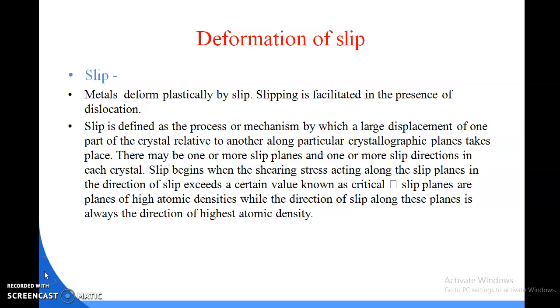Deformation by slip. So we have studied what a defect is, that is point defect, line defect, and surface defect, and next is deformation by slip. Slip is the reason behind deformation in a crystal material. It is the important reason behind the imperfection of crystal material. So what is slip? Metals deform plastically by slip. Slipping is facilitated in the presence of dislocation.